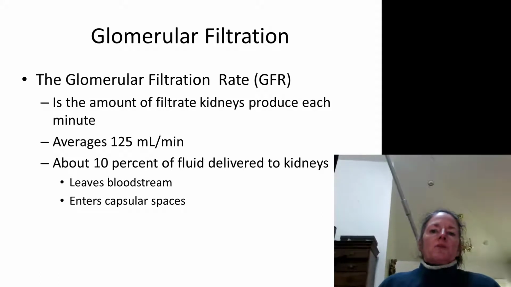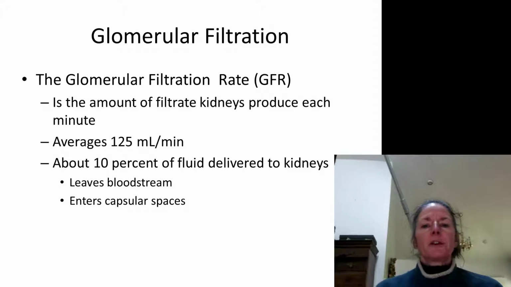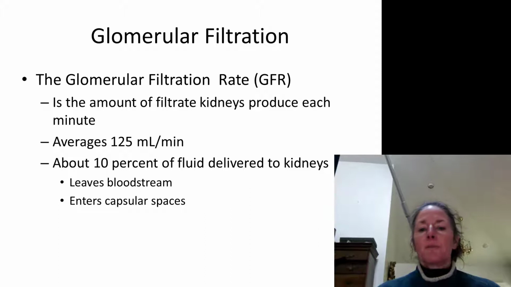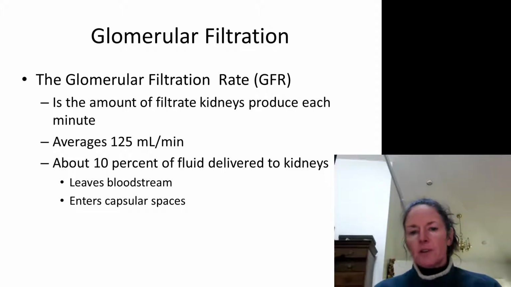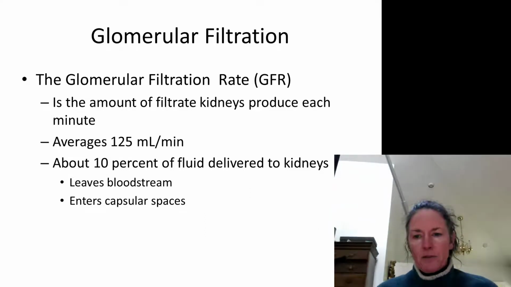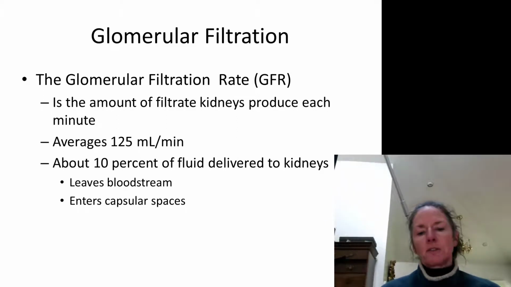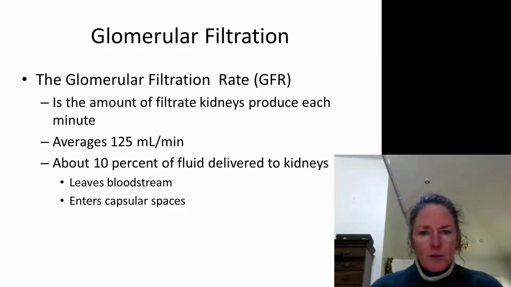So we want to see how well our kidney functions by looking at the glomerular filtration rate. And this is the amount of filtrate that the kidneys produce each minute. And it should be about an average of 125 milliliters per minute, which is about 10% of the fluid coming from the blood that's being delivered to the kidneys. So about 10% is leaving the bloodstream and entering into the capsular space in Bowman's capsule.